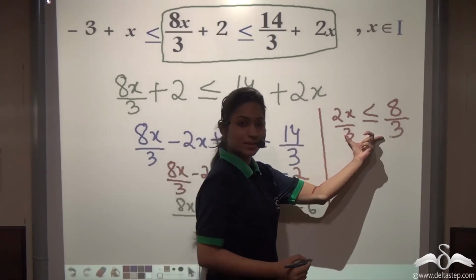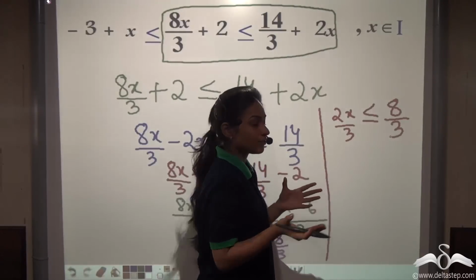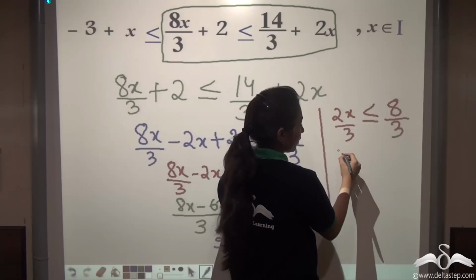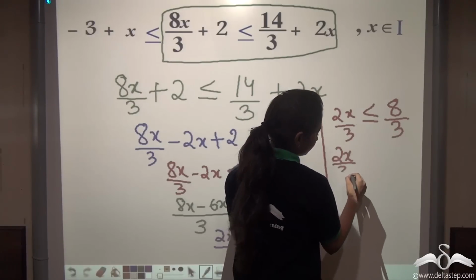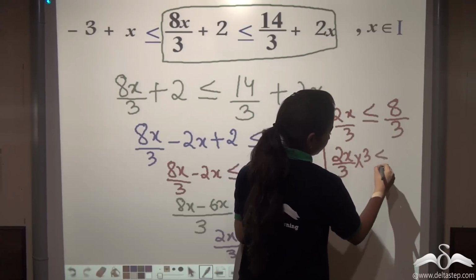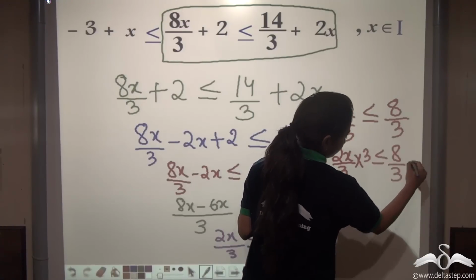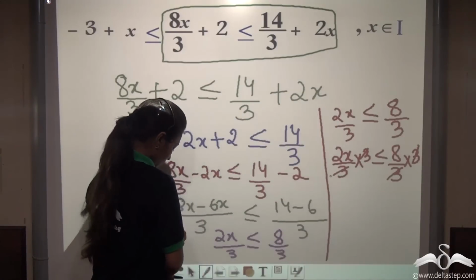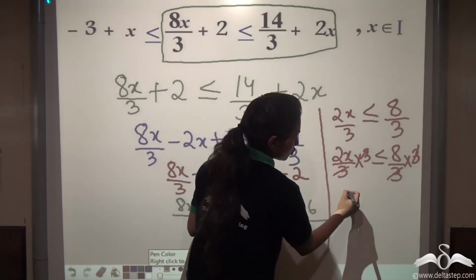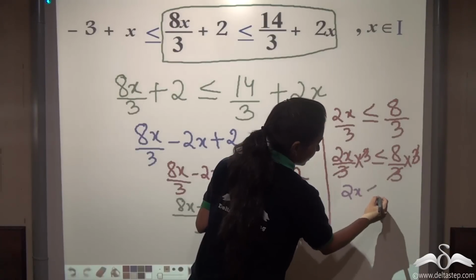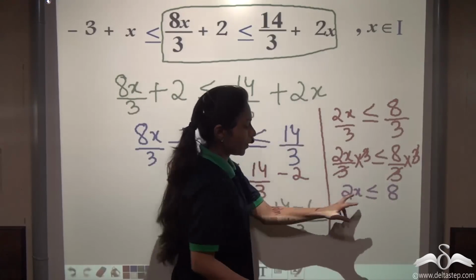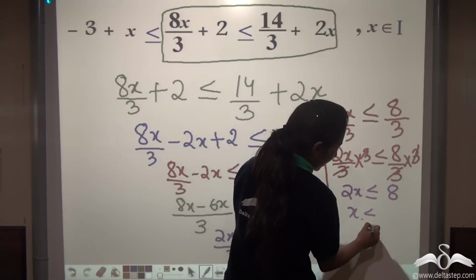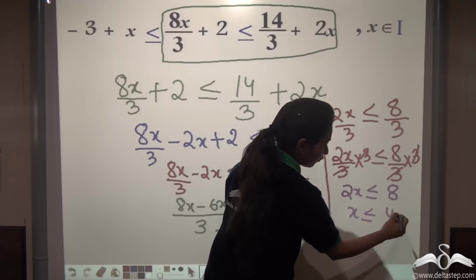Now you can see 3 is present in both the places. So let us eliminate 3 by multiplying both the sides by 3. So if you multiply both the sides by 3, what will you get? Three gets cancelled. I am left with 2x is less than or equal to 8. Now make the coefficient of x as 1. Divide both the sides by 2. You get x is less than or equal to 4.